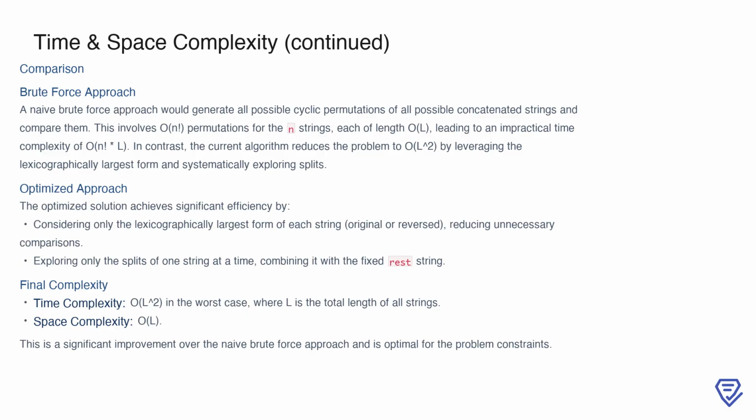The optimized solution avoids this inefficiency by focusing only on the lexicographically largest form of each string, either original or reversed. It also systematically explores splits for just one string at a time, combining it with the fixed rest string. This reduces the problem to a manageable O(L squared) time complexity in the worst case, while the space complexity remains O(L). This optimization represents a significant improvement over brute force and is well suited to the problem constraints.